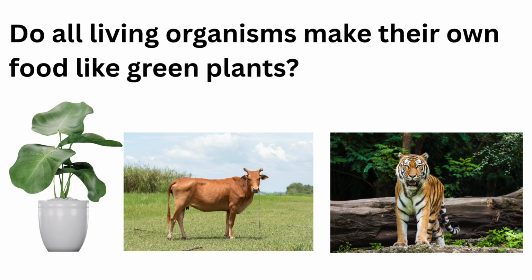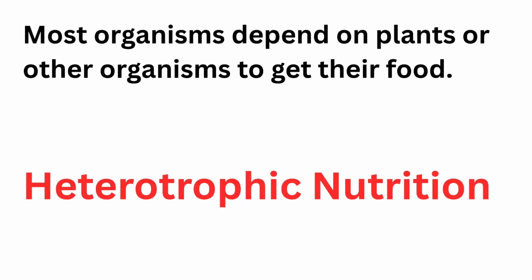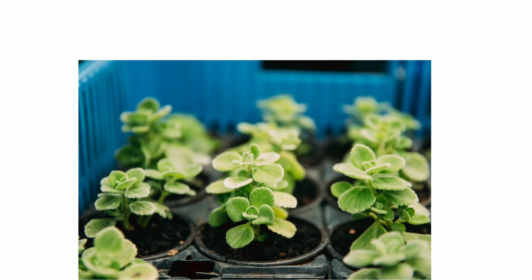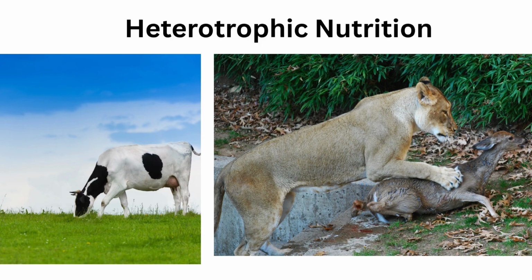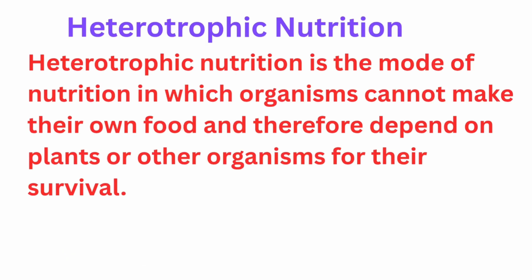Do all living organisms make their own food like green plants? No, not at all. Most organisms depend on plants or other organisms to get their food, and they cannot make their own food like green plants. And this mode of nutrition is known as heterotrophic nutrition. That is, heterotrophic nutrition is the mode of nutrition in which organisms cannot make their own food and therefore depend on plants or other organisms for their survival.